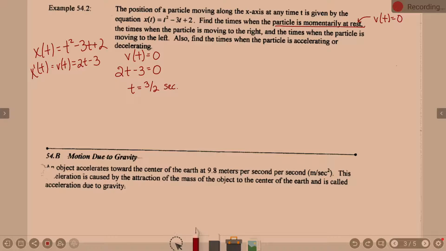And what's happening at that point, at time 3/2? It stopped. My particle is, in the words of the problem, momentarily at rest. Right? It stopped for some reason. Did it stop? Did it turn around? We just know that for whatever reason, at t equals 3/2, my particle is momentarily at rest. So that's technically the first answer.